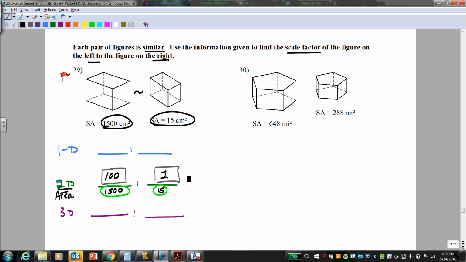Now be very careful. Again, this is 2 dimensions. Technically, what I have going on here is x squared equals 100 and y squared equals 1. I want the scale factor, which is 1 dimension. I'm going to go this way. So if x squared is 100, you figure out what x is going to be. Y squared is 1, you figure out what y is going to be, and that's going to be your scale factor.